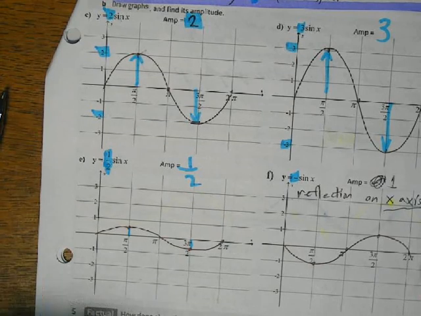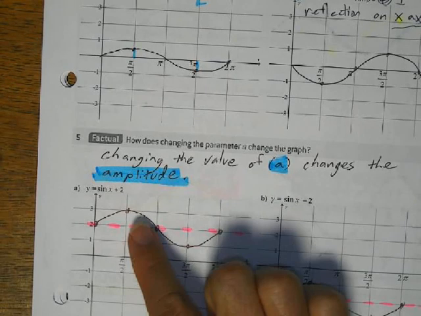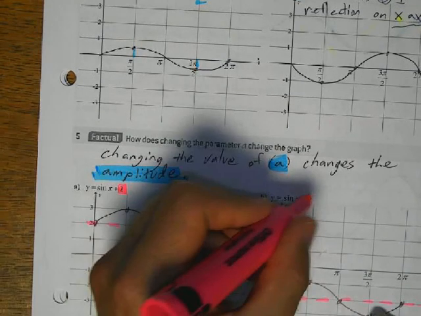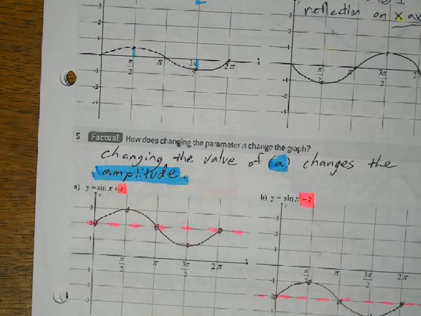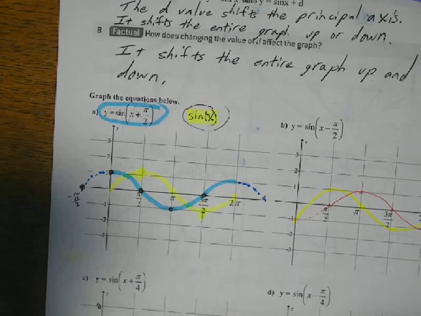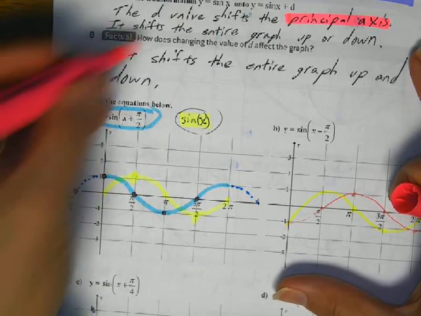Now we've got some new graphs here, and we've got the D value, and that changes the principal axis, as you can see. So the D value shifts the principal axis up and down.